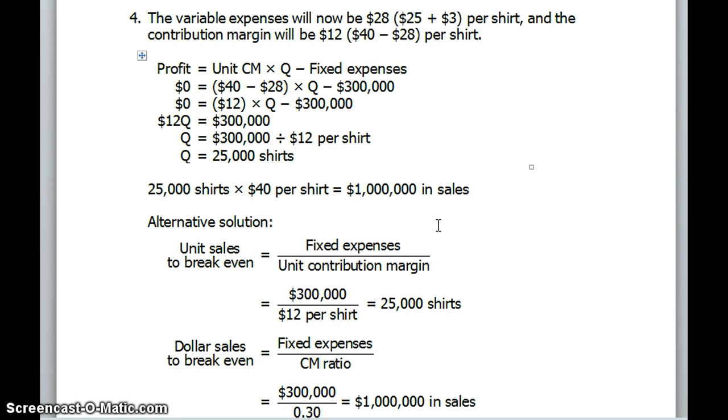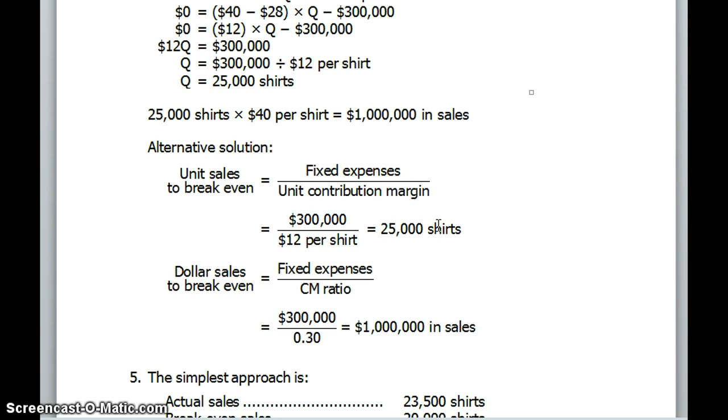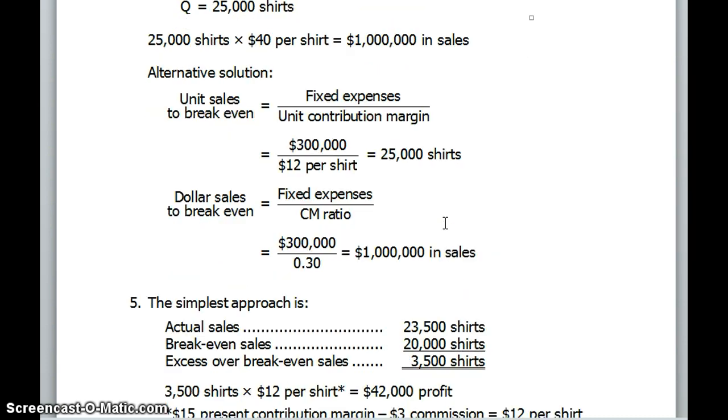When asked what the dollar sales to reach that break-even point are, we would take the $300,000 of fixed cost divided by the contribution margin ratio of 30%, which is $40 less the $28 variable cost, gives you a contribution margin of $12. If you take that $12 contribution margin and divide it by a $40 selling price, you come up with 30%. If you take the fixed cost of $300,000 divided by 30%, you realize that you need $1 million of sales revenue to break even. You could have taken the 25,000 shirts that you sold to reach the break-even point, multiplied that by $40 a shirt to also realize that you would need $1 million in sales revenue to break even.